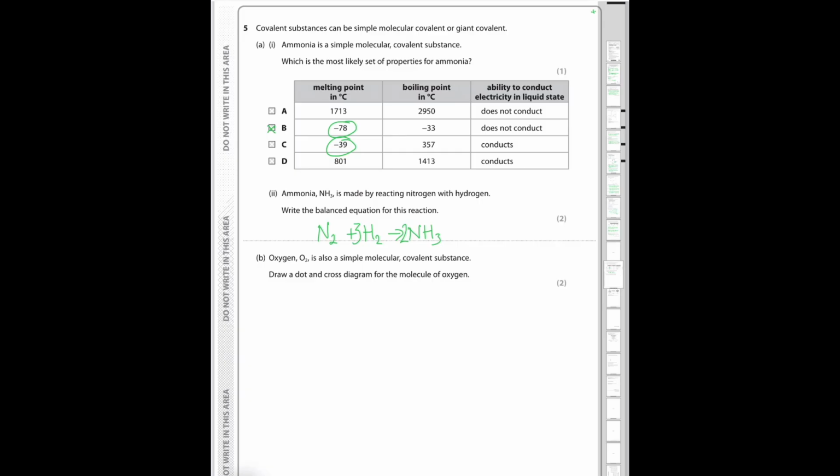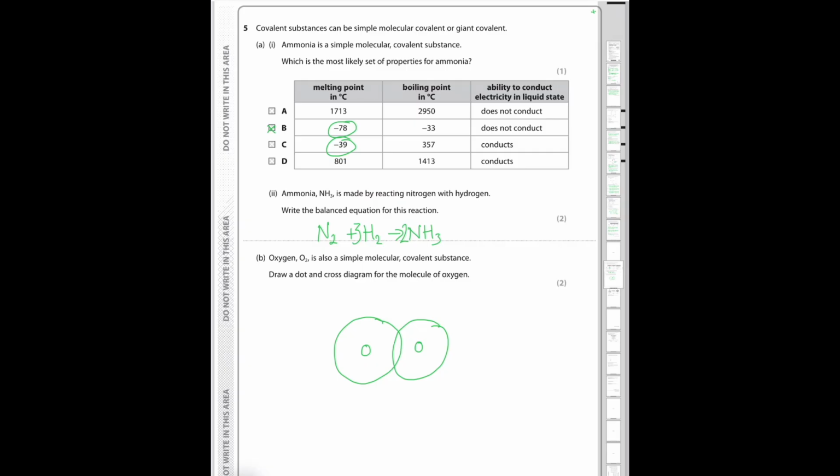Then we're told that oxygen, O2, is also a simple molecular covalent substance. Draw a dot and cross diagram for the molecule of oxygen. So we've got to remember oxygen is in group 6, so it's going to have 6 electrons on the outer shell. So I'll put an O in the middle showing that it's oxygen. And because oxygen has 6 electrons on the outside, the oxygen is going to share 2 of its outer electrons in a double covalent bond.